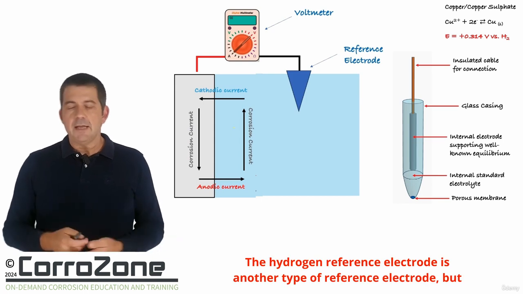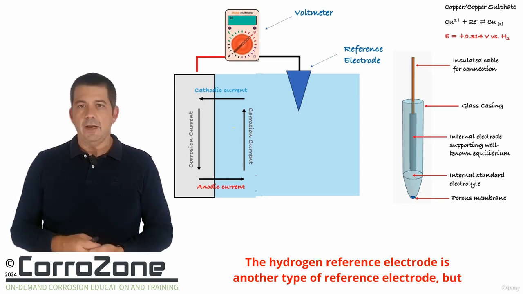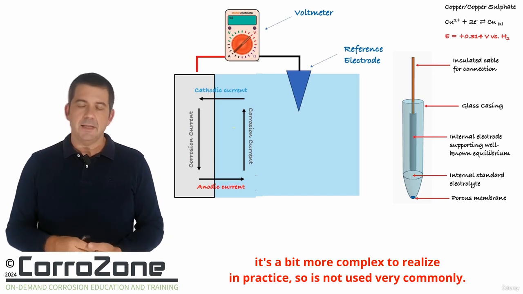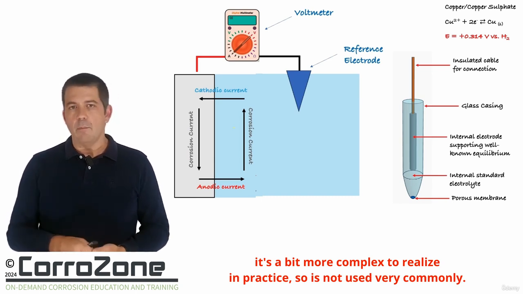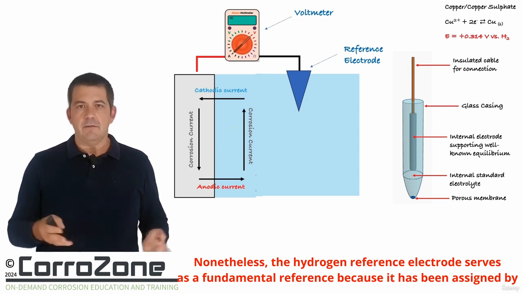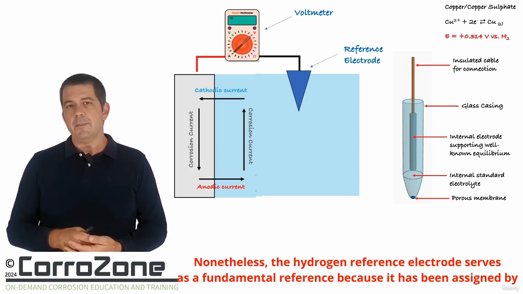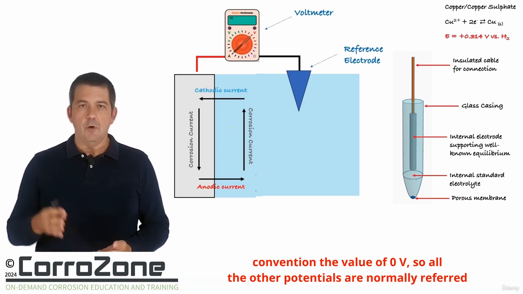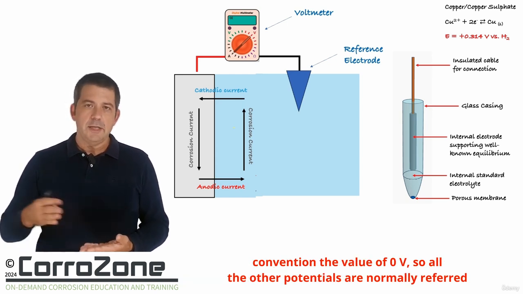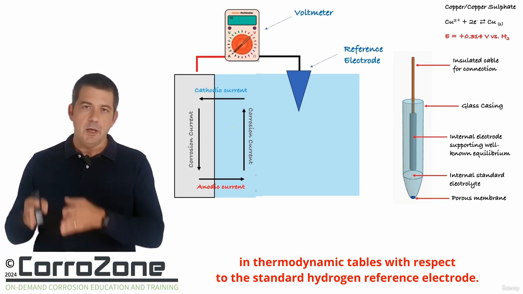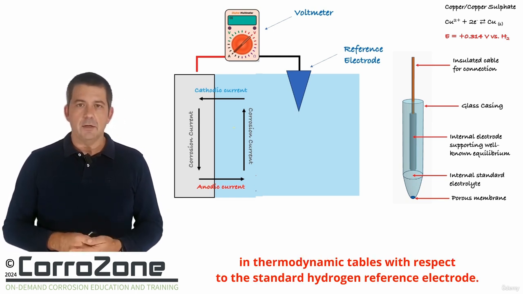The hydrogen reference electrode is another type of reference electrode, but it's a bit more complex to realize in practice, so it is not used very commonly. Nonetheless, the hydrogen reference electrode serves as a fundamental reference because it has been assigned by convention the value of 0 volt, so all the other potentials are normally referred in thermodynamic tables with respect to the standard hydrogen reference electrode.